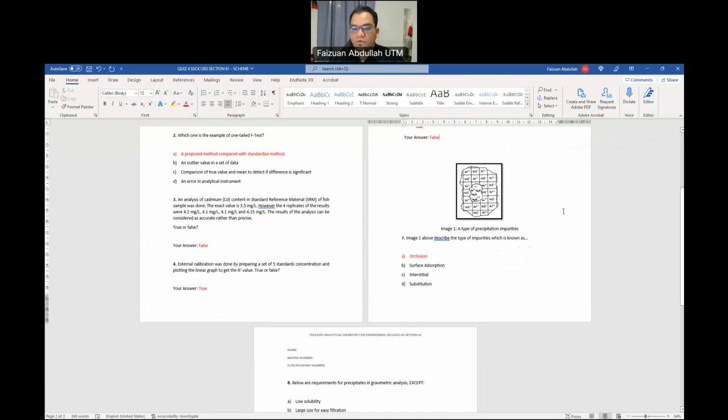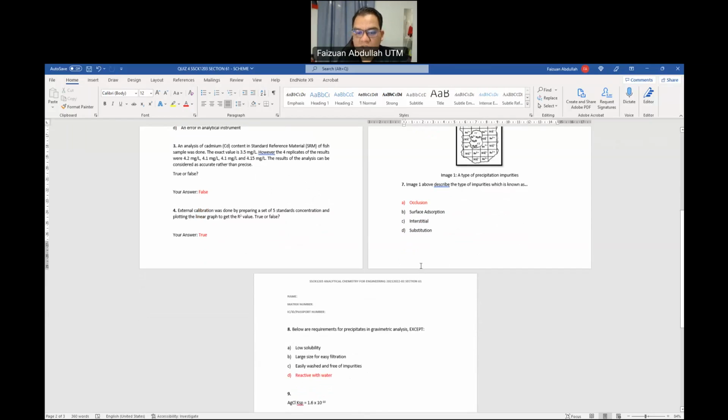All right, this is occlusion because during the growth of the particle, the rate of nucleation and particle growth is so fast that an impurity is trapped inside the structure of the precipitate. So it is called occlusion. Okay, occlusion, not surface adsorption. If it were surface adsorption, something would be adsorbed on the surface, right? Not interstitial, not substitution.